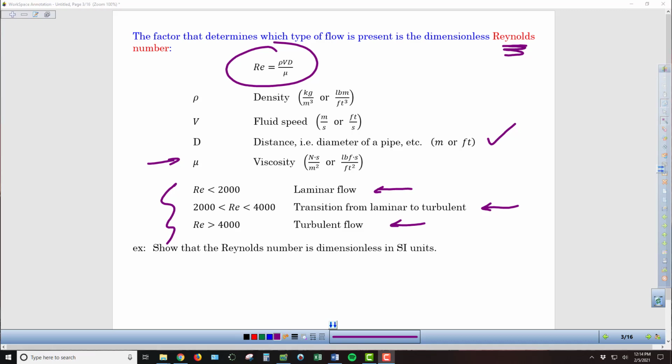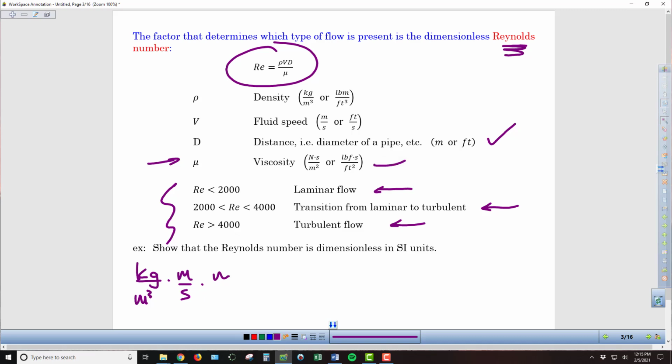So here we'll verify that the Reynolds number is indeed dimensionless. The density in SI units is kilograms per meter cubed, times the fluid speed, which is meters per second, and then times the distance, which we said was the diameter of the pipe, so that's going to be in meters. And then we're dividing by the viscosity.